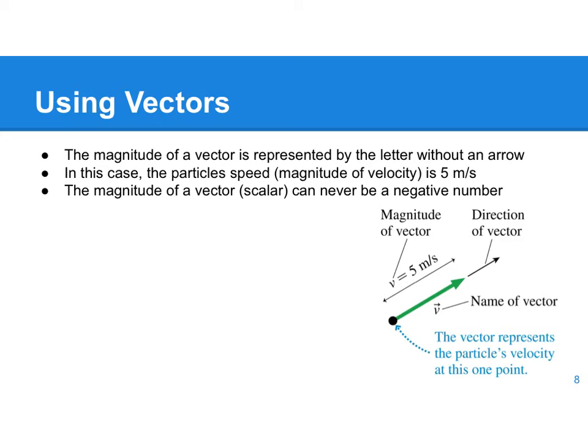So if we don't have an arrow, we call that scalar, and then we're strictly looking at the object's speed. So it's the magnitude of velocity, which is just 5 meters per second. The magnitude of a scalar, or the magnitude of a vector, which is a scalar, can never be a negative number. So I can have a displacement of negative 5 meters, but I can't walk a distance of negative 5 meters. It seems really trivial and really precise, but we're just trying to make sure we have the right vocabulary as we're going through here.